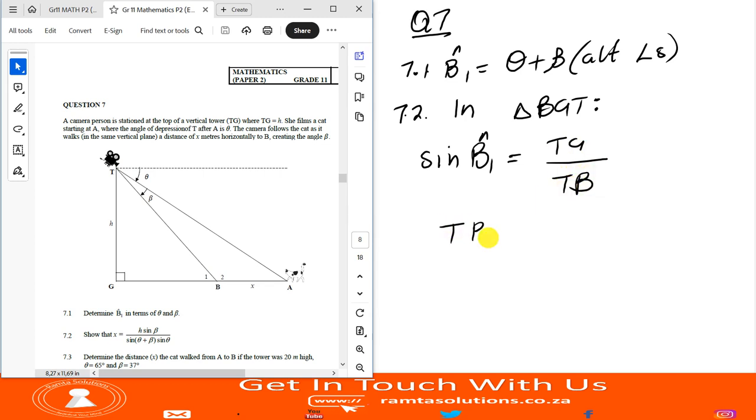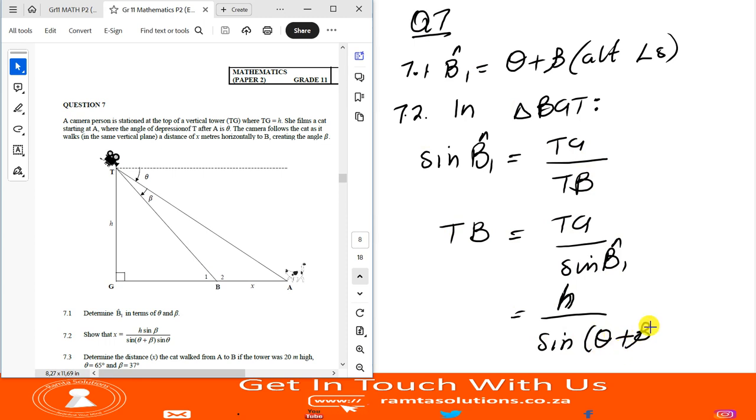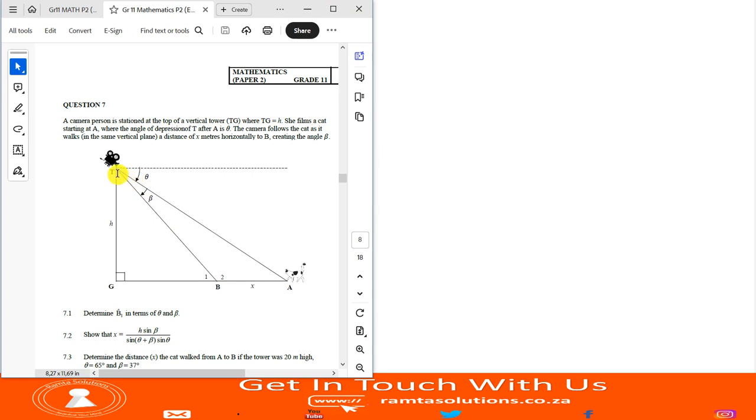So what is TB now? TB is TG over sine angle B1. What is TG? TG is H. And then what is B1? Angle B1, they said, is theta plus beta. So now I'm okay with that. Perfect. Now, I already have this side. If I have this side, and now I have this side given here, and an angle opposite to it.